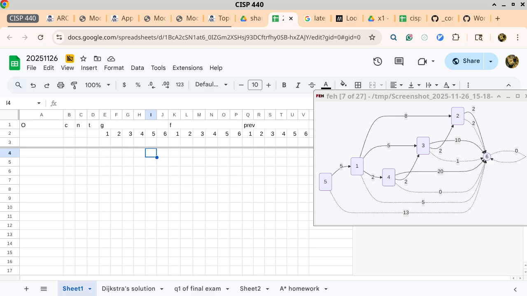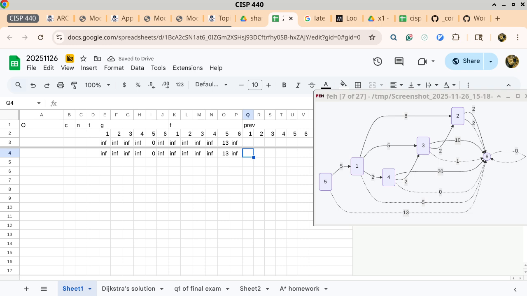So the g value of 5 is going to be 0 because 5 is the starting point. The length of the shortest path from the starting point to the starting point is guaranteed a 0. On the other hand, if I want to estimate the length of the shortest path from vertex 5 to the destination, which is vertex 6, the heuristic value says it is 13. So that's why we put a 13 here. And then everything else is infinity. So I'm just going to spell INF to represent infinity because I forgot how to put in the code for the infinity symbol.